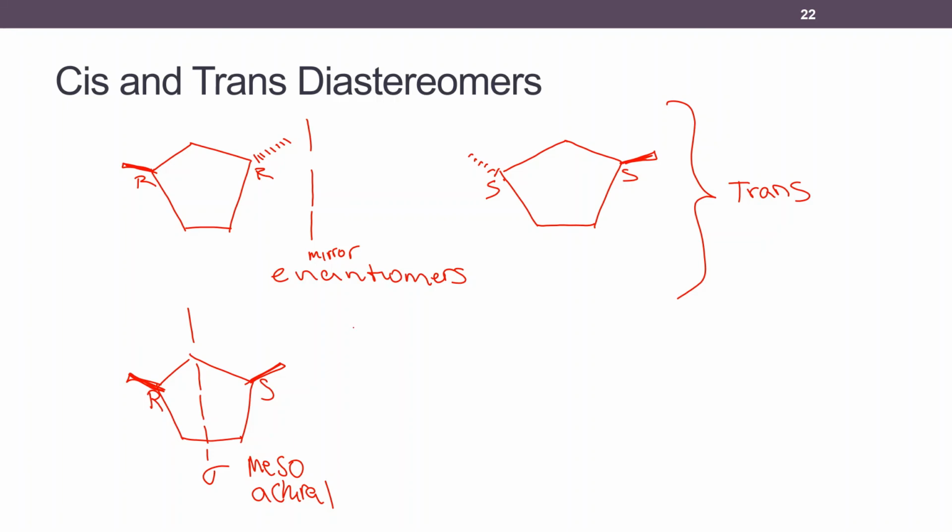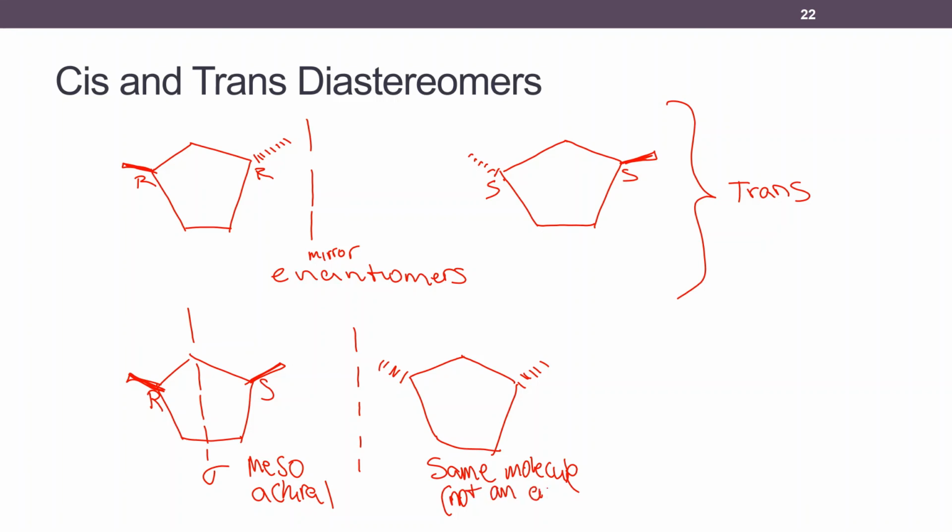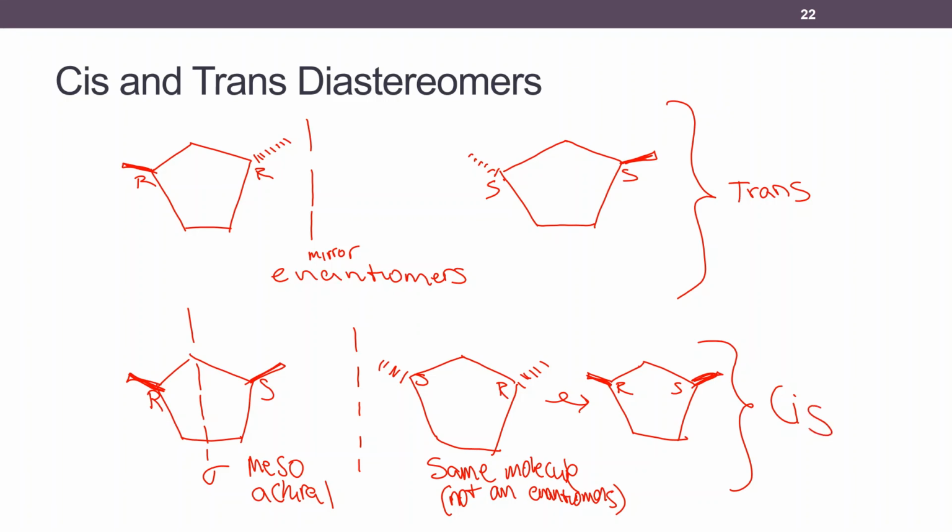You might think, oh, let me put a mirror plane there, and there's the enantiomer. No, it's not. That's actually the same molecule, not an enantiomer. Because you might say, well, this is S and this is R, but if you just rotate the molecule, they are superimposable. So these are cis, or this one molecule is cis.